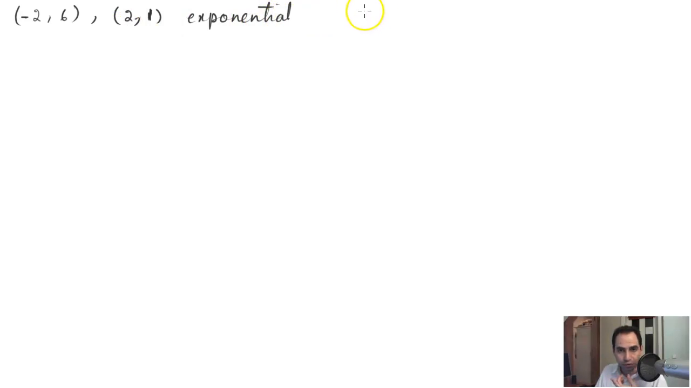Now, basically, what is an exponential function? It is f of x is equal to a times b raised to the power x. So based on these 2 points, you're supposed to find an equation for this function. So what you can do is, since you have the 2 points, you can write a few equations based on this.